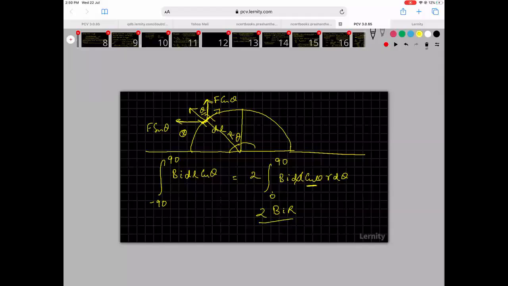Now let's look at the other force. Everything will be the same, instead of cos theta, I'll have a sin theta. The force won't become 2 times from 0 to 90. On this side, the force is in this direction, and on that side, the force will be in the opposite direction. So the net force will not be 2 times 0 to 90. It is force from 0 to 90 minus force from 0 to 90. So the net will become equal to 0. So there is no force in the horizontal direction. There is force only in the vertical direction.